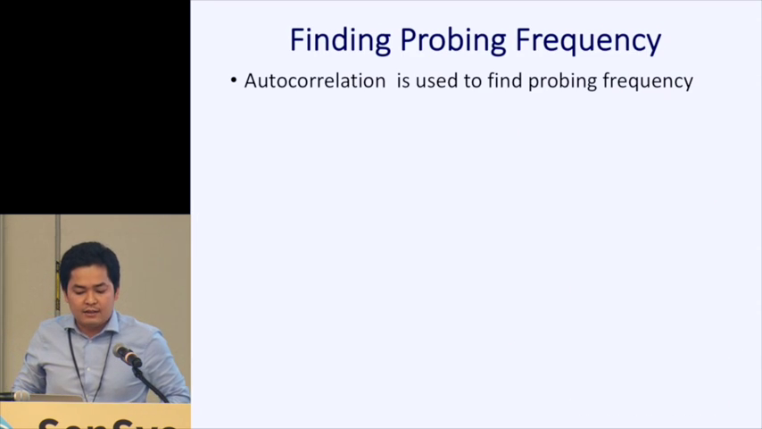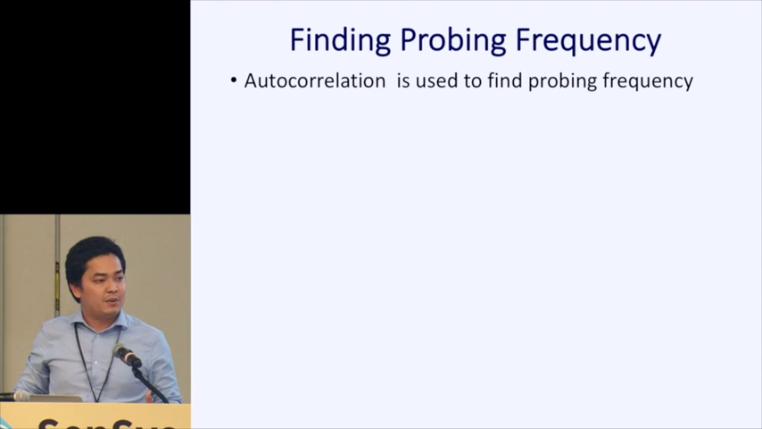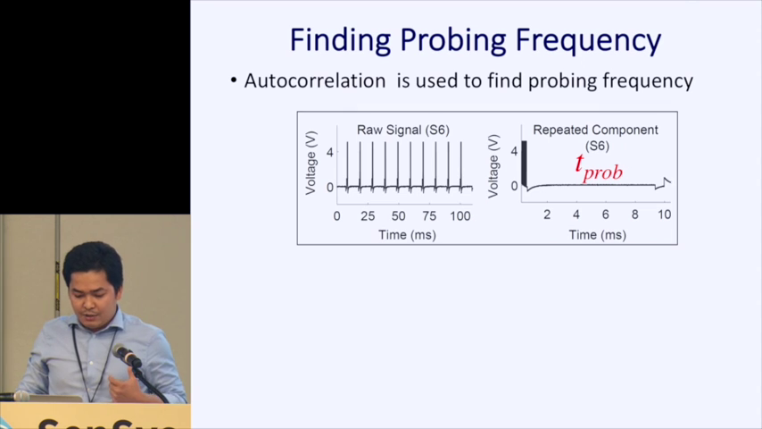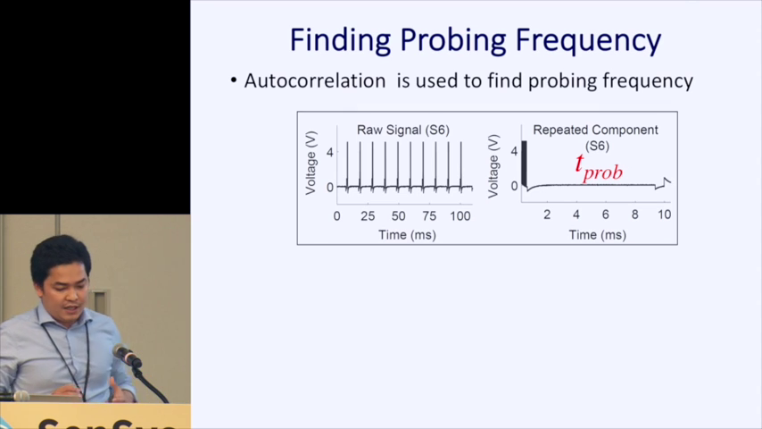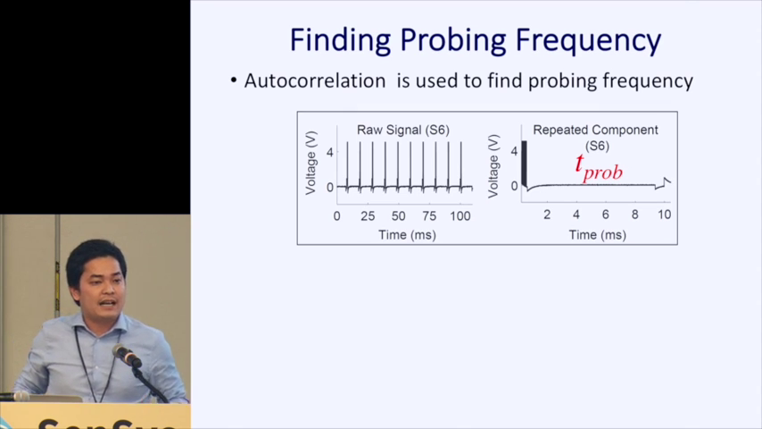We use the autocorrelation function to obtain this probing frequency. The result is shown in this figure. The left figure shows the raw data collected by our token. The right figure shows the result of the autocorrelation function, where we obtain the repeated component inside that signal.